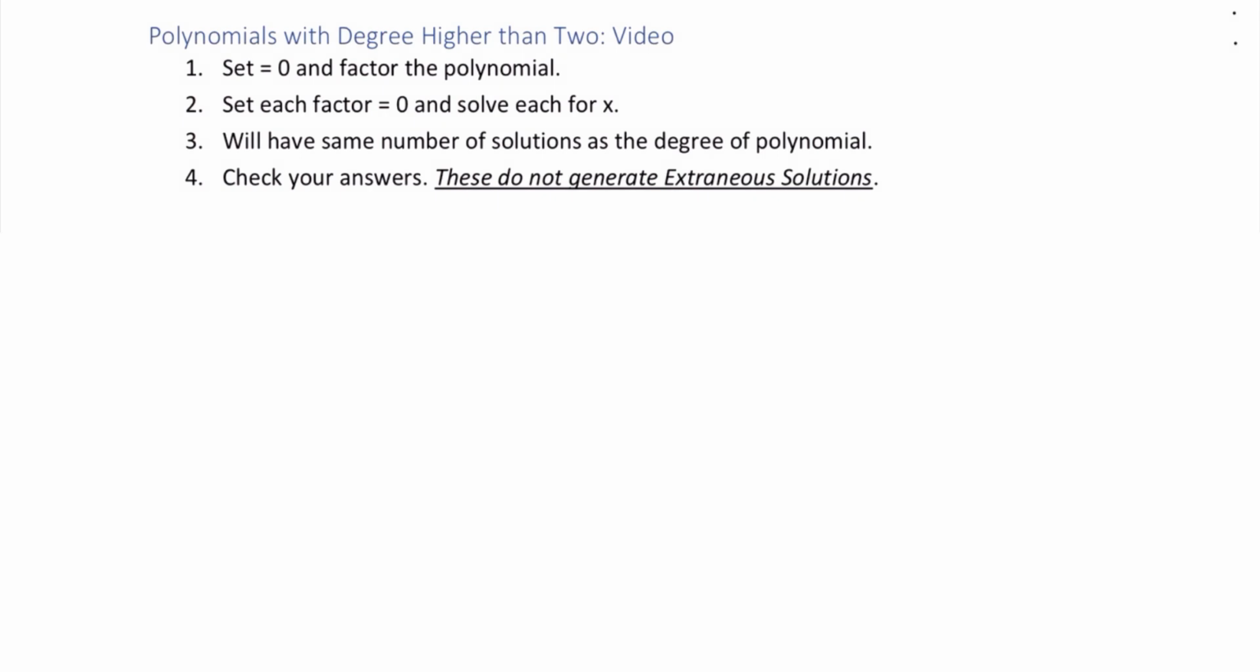To solve polynomials with degree higher than 2, we first set the equation equal to 0 and then factor the polynomial. 2. Set each factor equal to 0 and solve each for x. 3. You will have the same number of solutions as the degree of the polynomial. Step 4, we can check our answer, but keep in mind these will not generate extraneous solutions.